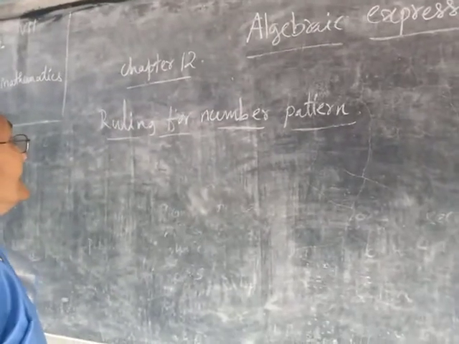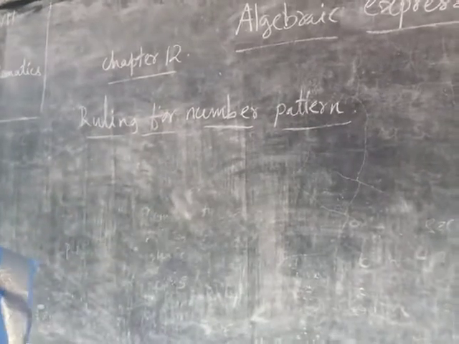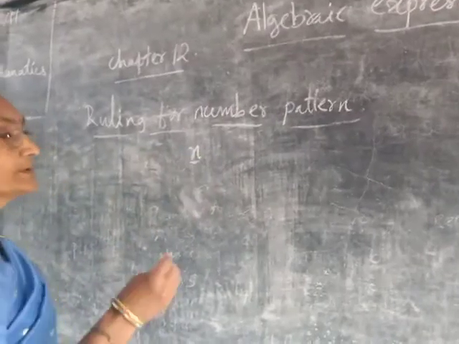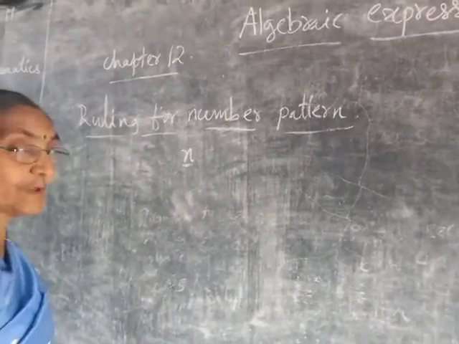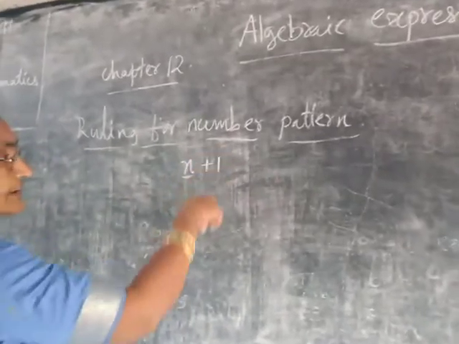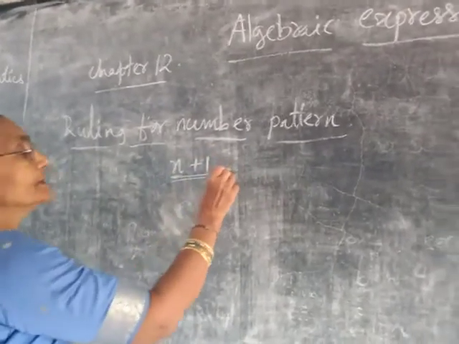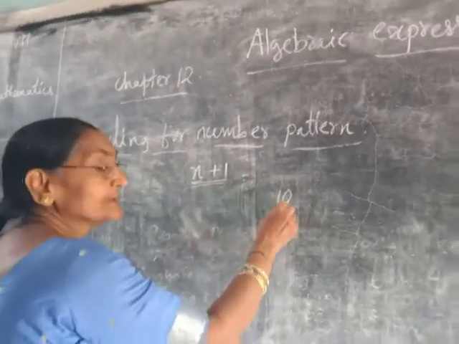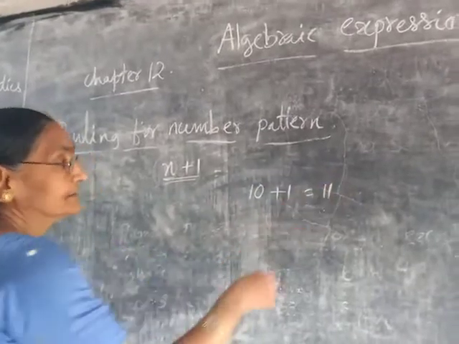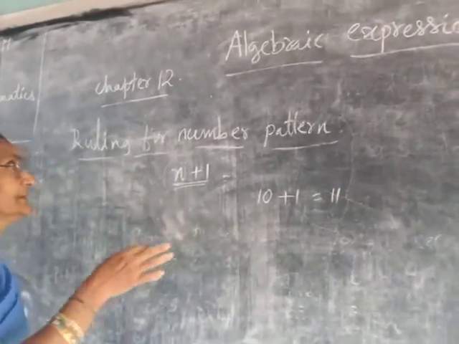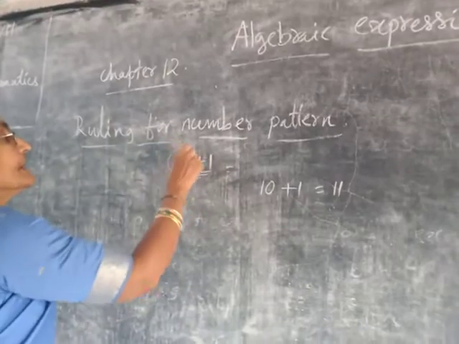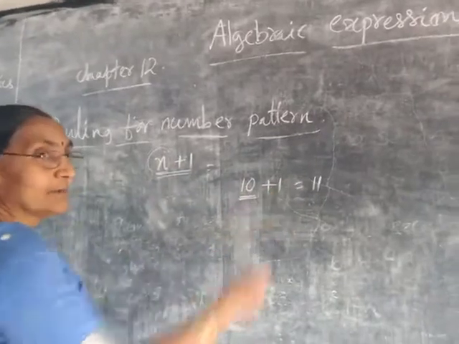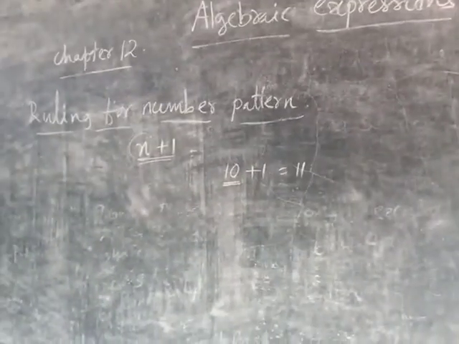Now we study the rules for number patterns. Suppose your natural number is denoted as n. What is the successor of this number? Successor means plus 1. So the successor of this natural number is n plus 1. Suppose the natural number n is equal to 10. Then the successor is 11. Do you understand? This is one pattern. If the natural number is denoted n, the successor of that number is n plus 1. If the number is 10, then it will come 10 plus 1, 11.